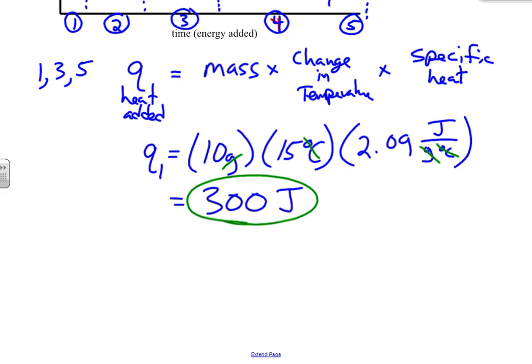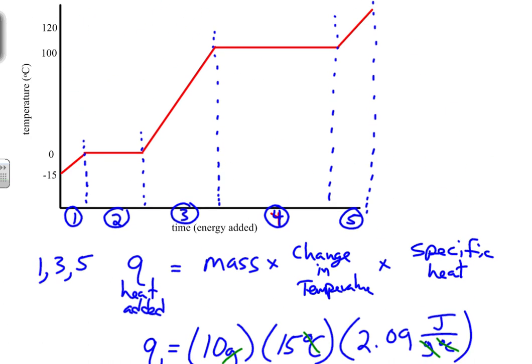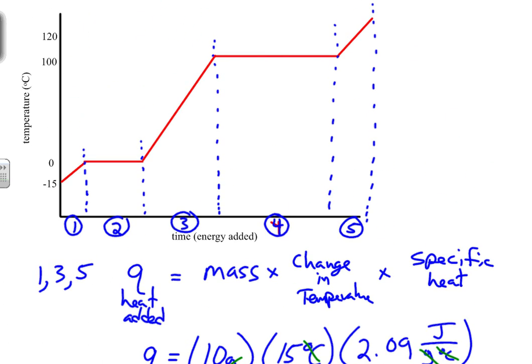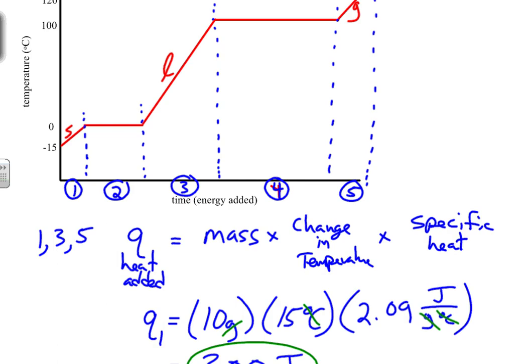Now you can go through and do the same thing for 3 and 4. For 3, let's go back up here to the graph. For part 3, we are in the liquid state. So we're going to need to find the specific heat of liquid water, like we had done here as a solid. And for number 5, for energy change 5, we're going to have to find the specific heat of the gaseous state of water. Okay, so you can look those up on the internet to find the values for water.